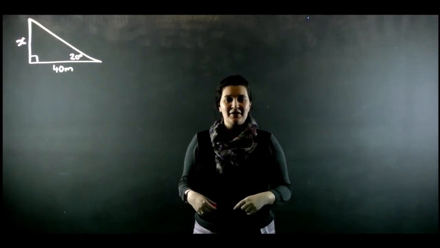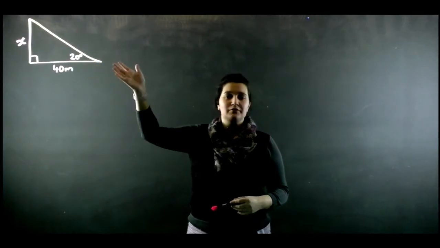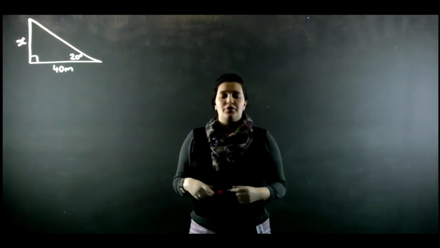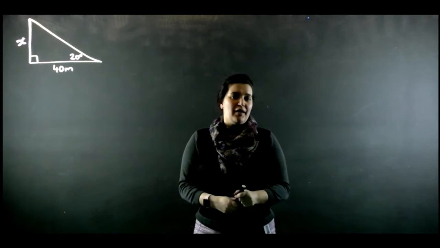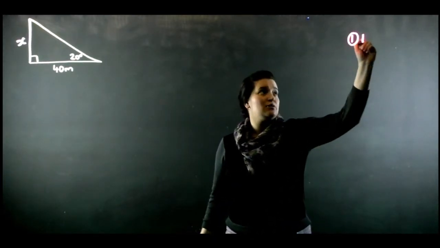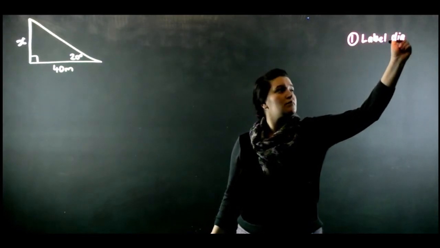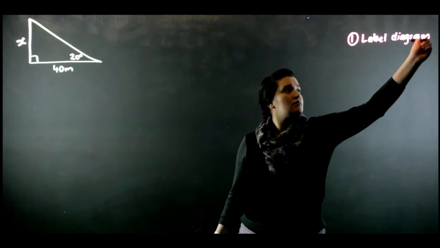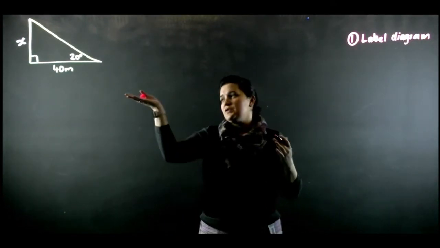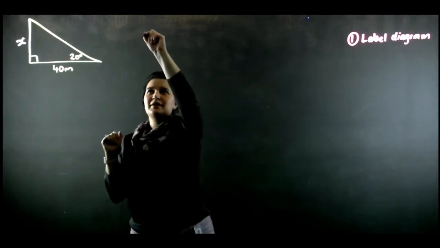Hi guys, today we're going to look at how to find the length of a side of a right angle triangle using trigonometry. We've used our 5-step process for Pythagoras. Step 1 is to draw and label a diagram. Alright, so this triangle, I know I'm going to use trigonometry, so I'm thinking about my SOHCAHTOA.